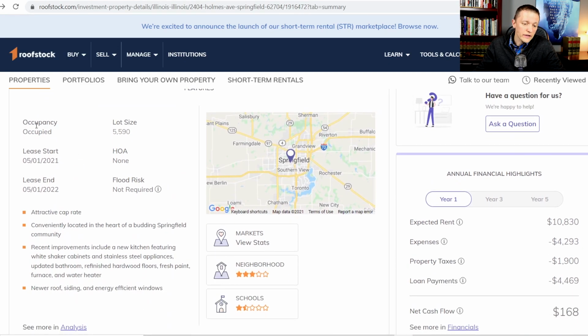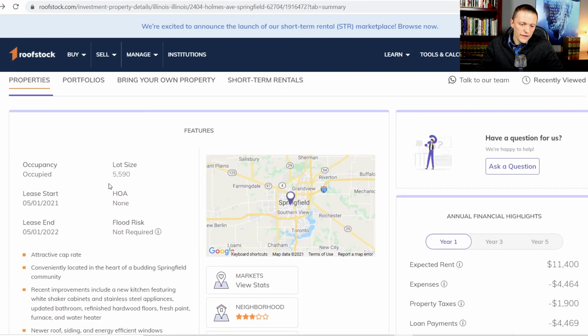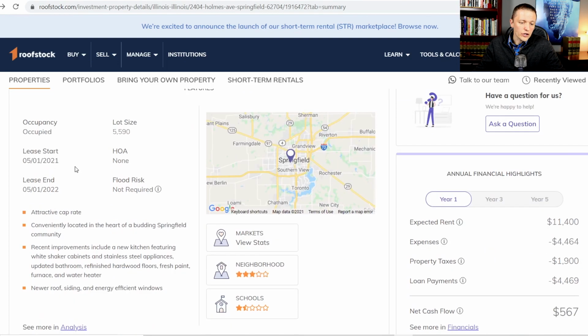So number one, the occupancy of this property is occupied. So there is a tenant in the property, which we would expect since there is a current rent amount listed. The lot size is 5,590 square feet. The current lease start date, so this current tenant that's in the property started renting this property on May 1st, 2021. Okay, so the lease ends a year after that, which will be May 1st, 2022. There is no HOA and the flood risk is minimal, so you won't have any flood insurance concerns.